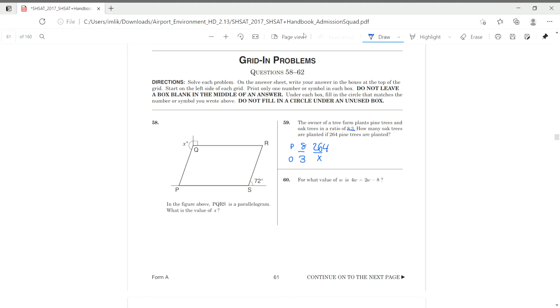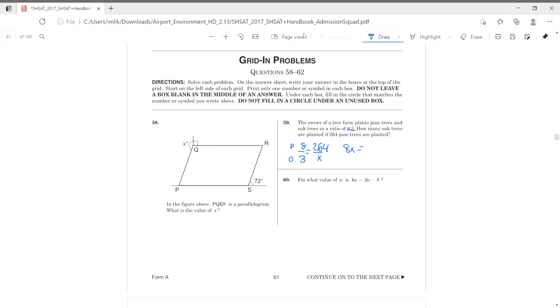Remember that whenever you have a ratio, it'll always stay constant. No matter what the number of oak trees are, no matter what the number of pine trees are, it's always going to be equal to 8/3. So we can just write them as equal fractions, because whatever the denominator is, it's going to simplify into 8/3. How do we find that? We can just cross multiply. We can do 8 times x, which is 8x, is equal to 264 times 3.